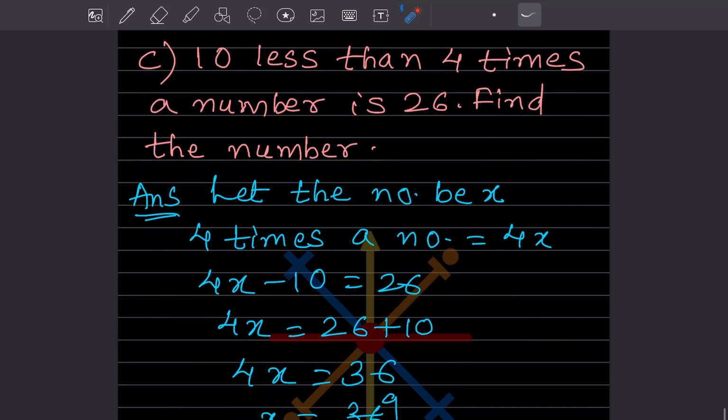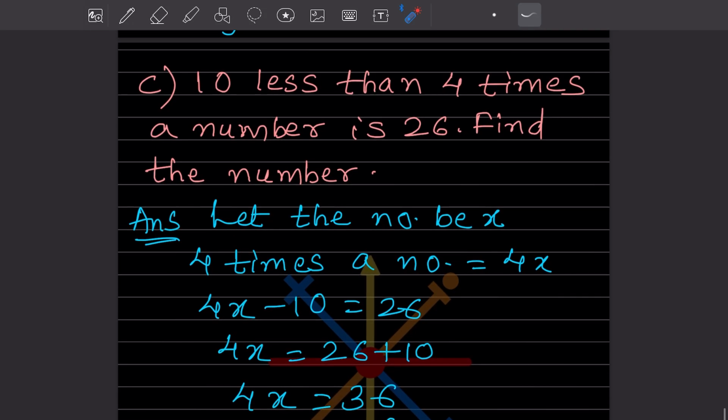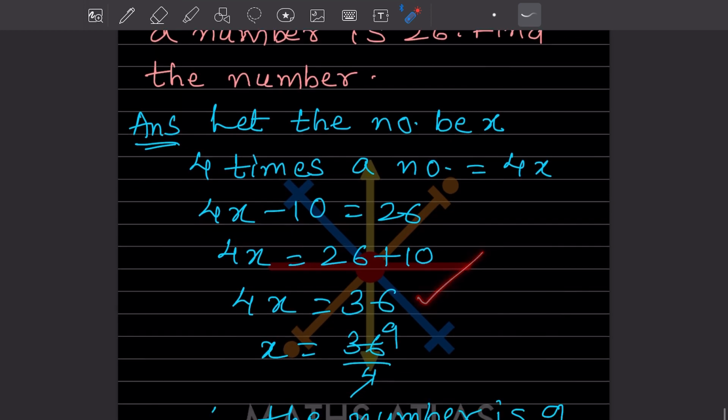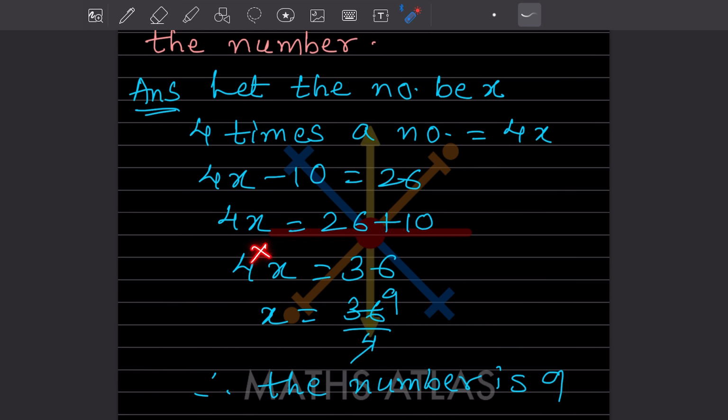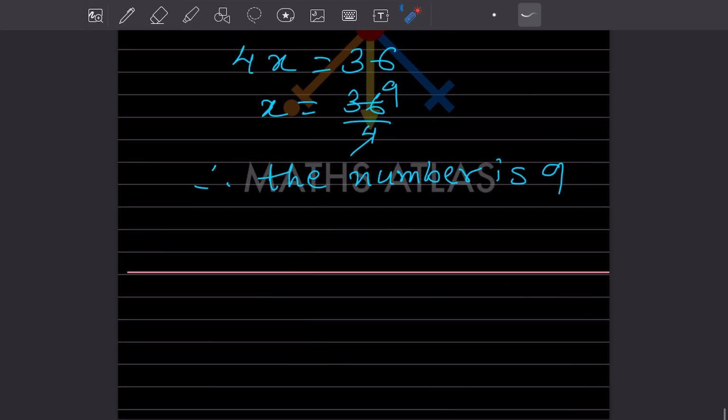The next problem says that 10 less than 4 times a number is 26. Find the number. Let the number be x. 4 times a number is going to be 4x. 10 less means in this 4x we are going to subtract 10, and it is 26, meaning equal to 26. So 4x is going to be 26 plus 10, because minus 10 becomes plus 10. So 4x is 36. So x is 36 divided by 4, since this is multiplication and it gets divided. 4 nines are 36. Therefore, the number is 9.